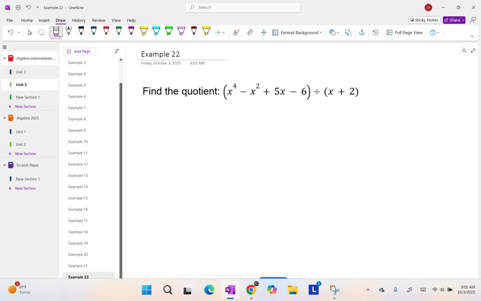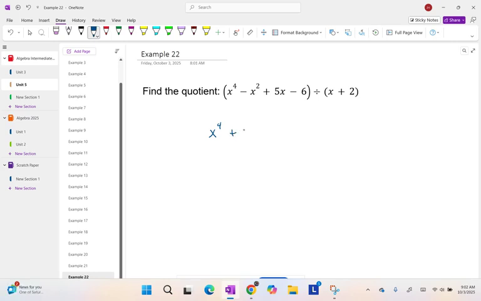So we're going to start off with this dividend. We have x to the fourth minus x squared plus 5x minus 6. And there's a problem with this. In order for this process to work, you need to have a term with every degree in it from 4 all the way down to 0. So I see an x to the fourth term. Do I see an x to the third term? I don't. And so I'm going to put a placeholder in here for it.